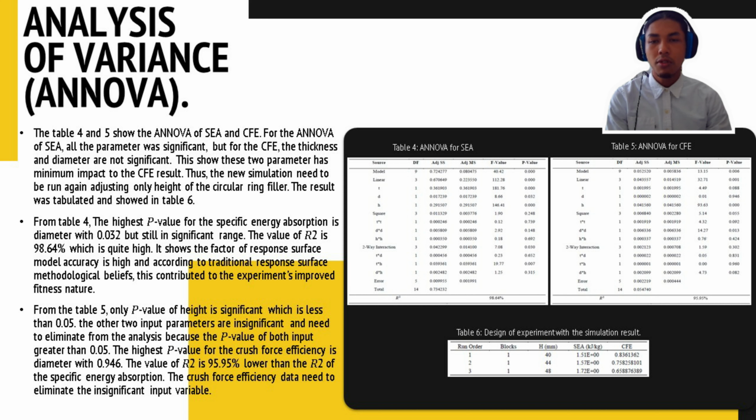From table 4, the highest p-value for specific energy absorption is diameter with 0.032, but still in the significant range. The value of R squared is 98.64%, which is quite high. It shows the response surface model accuracy is high, and according to traditional response surface methodology belief, this contributes to improved experiment fitness.